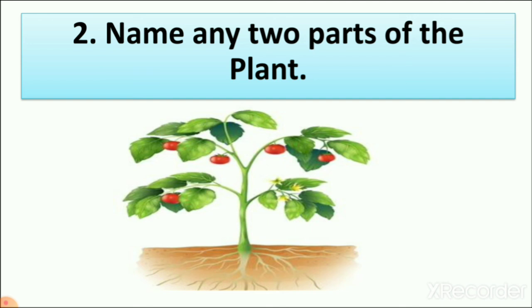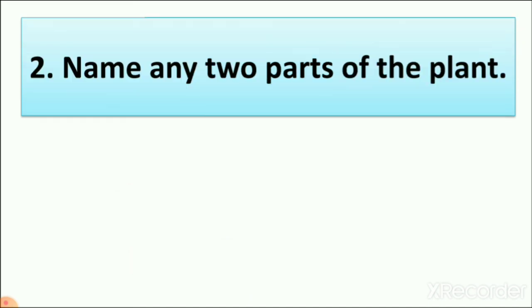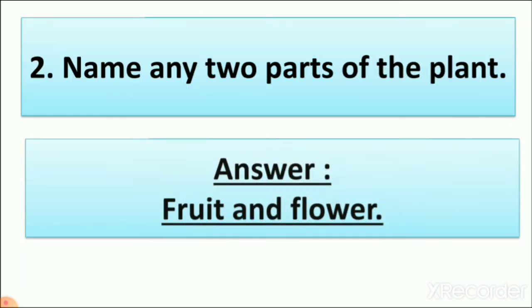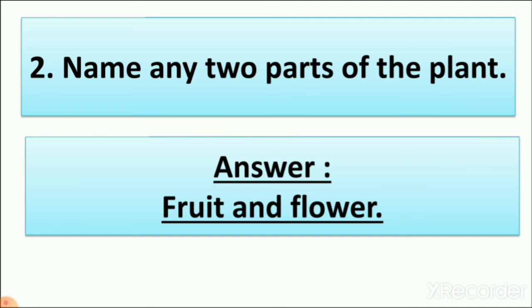Then question number 2, name any 2 parts of the plant. So in this we have to write 2 names of the parts of the plant. So first we need to see the different parts of the plant. That roots, leaf, stem, flower, fruit. So we have to write only 2 names of these parts of the plant. So let's write that fruit and flower. You can write here leaf also, you can write here root also, you can write here stem also. But I write here fruit and flowers.